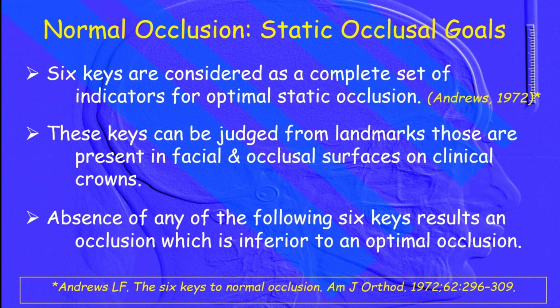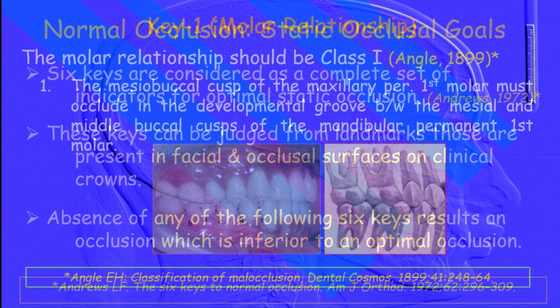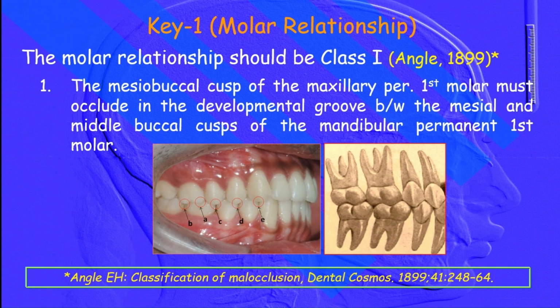All these keys can be judged from landmarks that are present in facial and occlusal surfaces on clinical crowns. The absence of any of the following 6 keys results in an occlusion that is inferior to an optimal occlusion. Thus, for optimum static occlusion, Andrews's 6 keys must be achieved. Key 1 is molar relationship. For optimal normal occlusion, the molar relationship should be Angle's class 1.